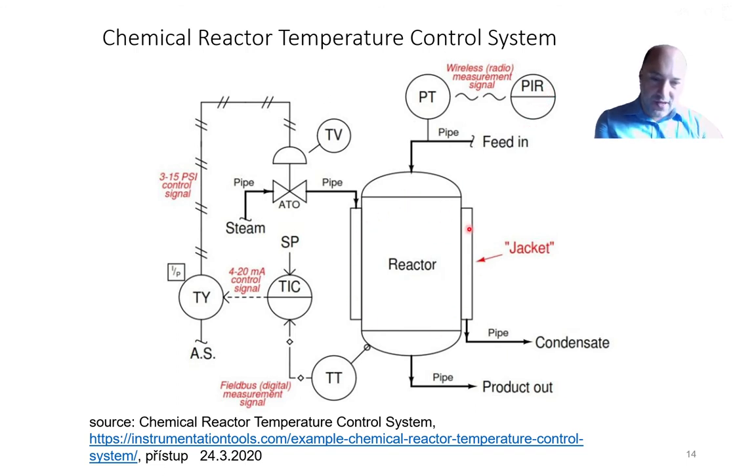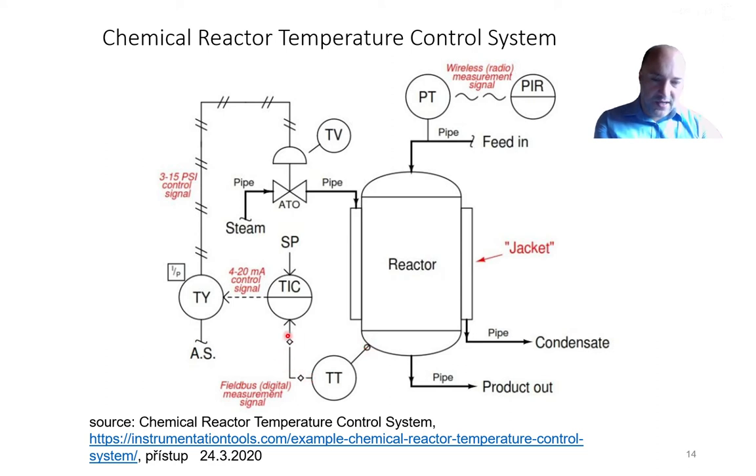And this reactor is being heated to constant temperature with steam. So here is my steam coming in. I have an automated valve here that is being controlled by a pneumatic signal. So we can see this is a signal that is like a pressure signal. And in order to control this valve, I need some sensor. So here I have the temperature sensor. TT is a temperature transmitter specified at this position.